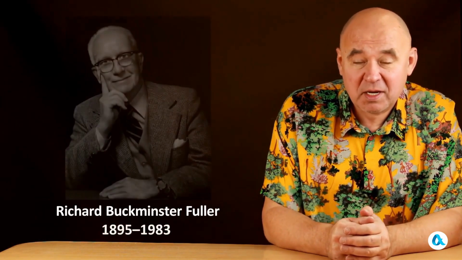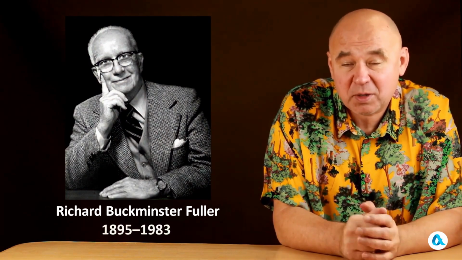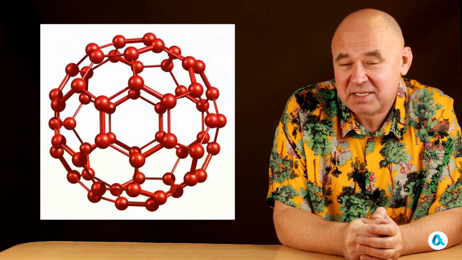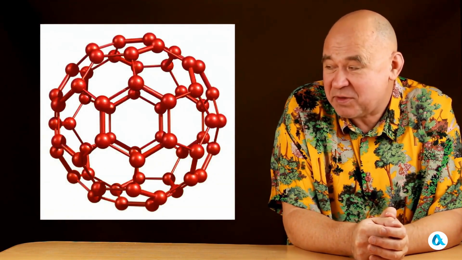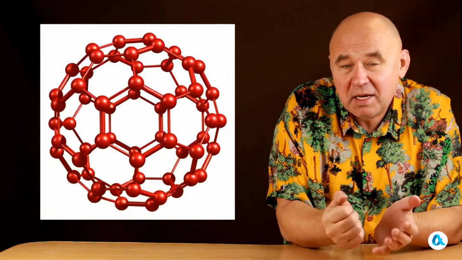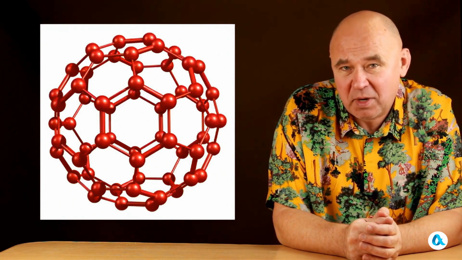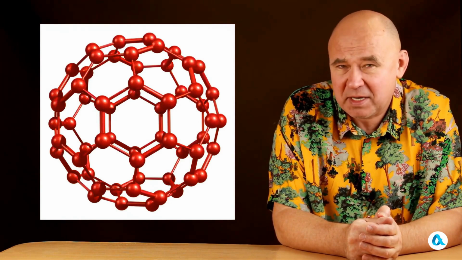Among the people who promoted the idea of such structures, perhaps the most well-known is the American architect-inventor Richard Buckminster Fuller. And by the way, he also promoted the idea of geodesic domes. And a molecule is named after him. Fullerene C60, where 60 carbon atoms form a semi-regular polyhedron, with the faces being regular hexagons and pentagons, something like a soccer ball.